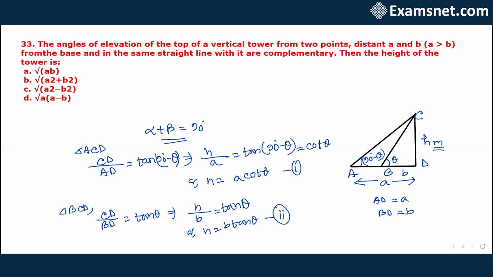Now both the equations give us the value for h, right? Let's multiply both the equations. So here h squared equals A cot theta multiplied by B tan theta. We know that tan theta and cot theta are reciprocal to each other, so the product of them will give us the value 1. So h squared equals AB. That means h equals root under AB. So here option A is the correct answer. The height of the tower is root AB.